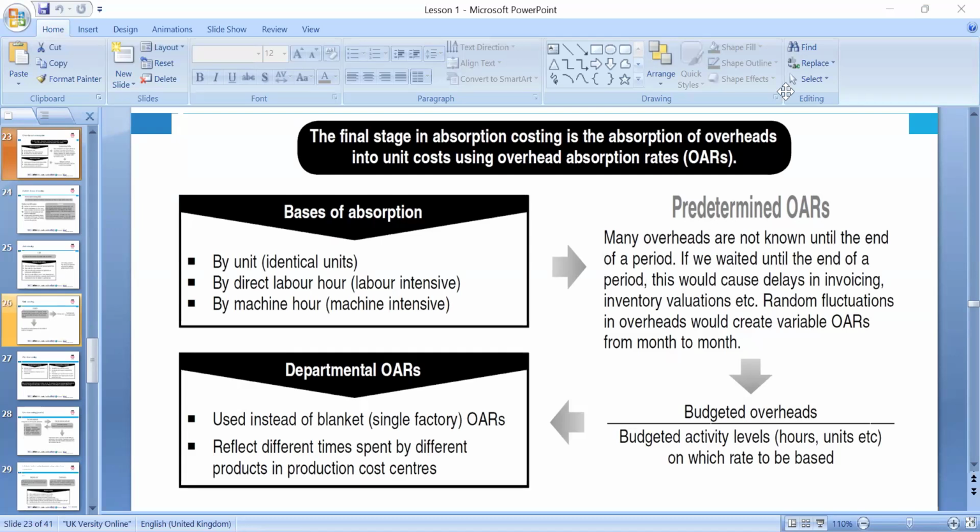So it can be unit of production, labor hours, or machine hours. Really, we have to look at the business we are doing: is it more labor intensive, more machine intensive, or more unit intensive? So we can allocate the cost, and we use budgeted overhead.